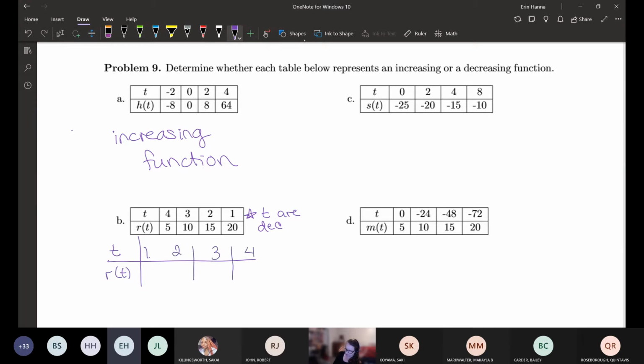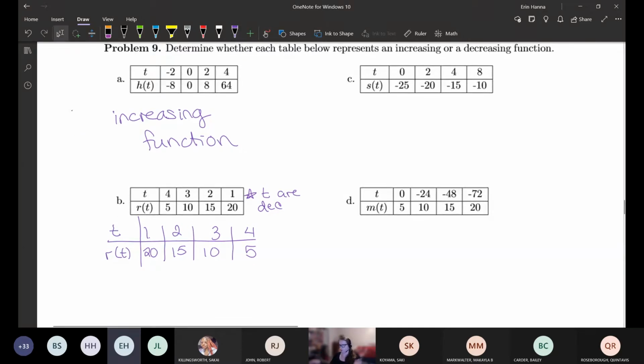So we're going to flip this guy. So 20, 15, 10, 5. And now that we've flipped it around so that the t values are increasing as they should be based off of our definitions, the r of t values are decreasing. Well, they were before, but we might not have recognized it because the table was in the wrong order. So since the r of t values are decreasing, this is a decreasing function.